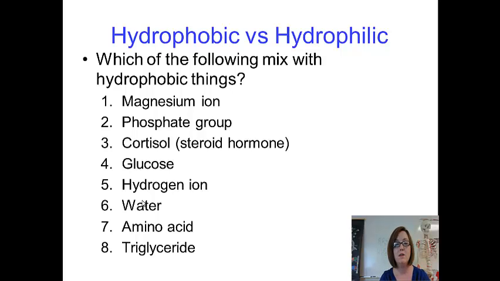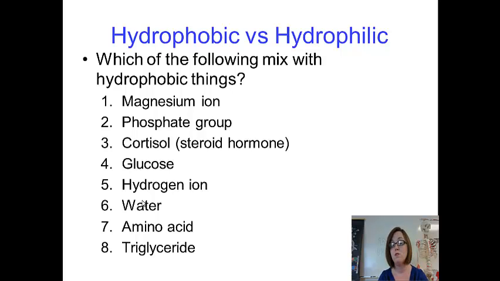So let's look at the magnesium ion. Right? We haven't talked about or read about magnesium ions in this class, but we know it's an ion, which means what? It has charge. And if something has charge, does water like it? Yes, anything with charge is hydrophilic. So a magnesium ion is likely not going to mix with anything that's hydrophobic. Phosphate groups. A phosphate group contains a phosphorus and some oxygens, and one or two of the oxygens can carry charge. So if it's charged, it's hydrophilic, and so it's not going to mix with something that's hydrophobic.